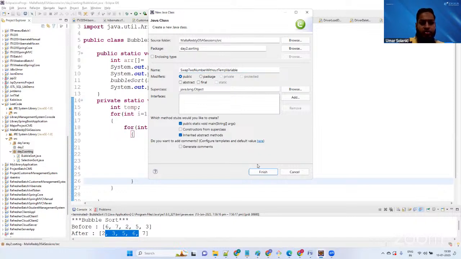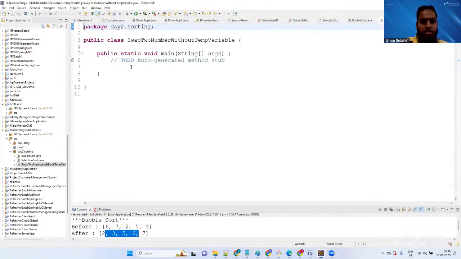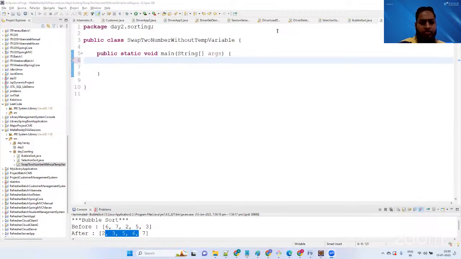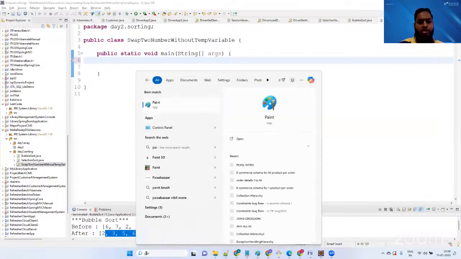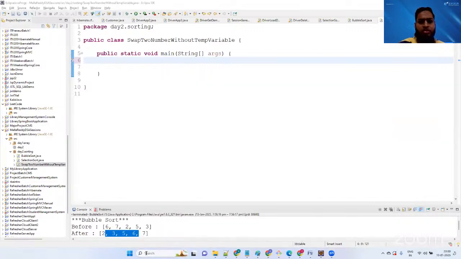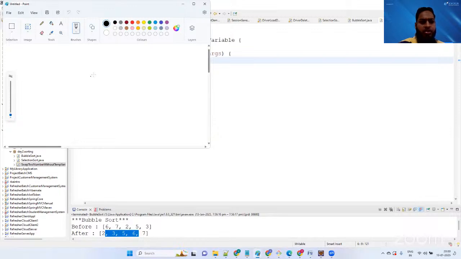This is also a very common interview question. Quite common, wherein the interviewer will ask you to swap two numbers, but he'll give you a condition that you cannot use a temp third variable. So it's pretty easy, not that difficult.